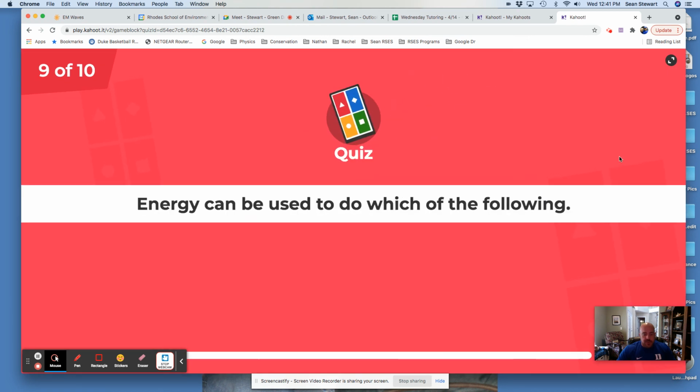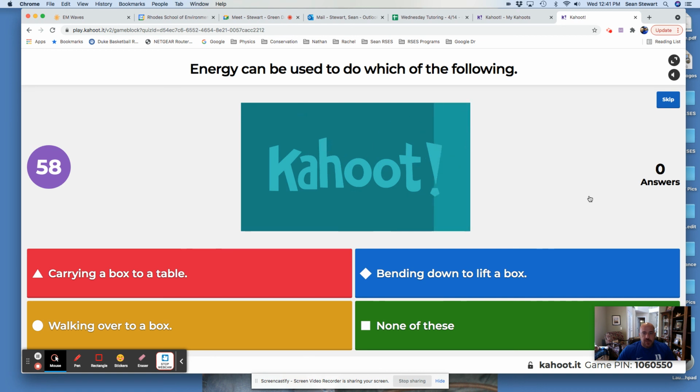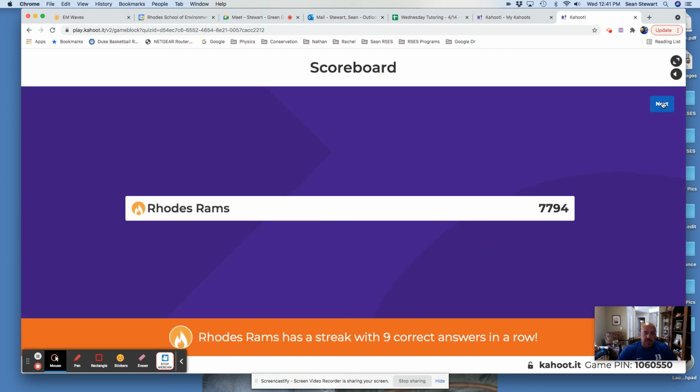What can energy be used to do in this example? So go ahead and press pause while you think of your answer. Can it be used to carry a box to a table? Bend down? Walk? Well, all those things involve moving, so it should be any of those. Oops, it was any of those. Any of those would have been okay. On your test, you'd need to select all three if you see a question like that.